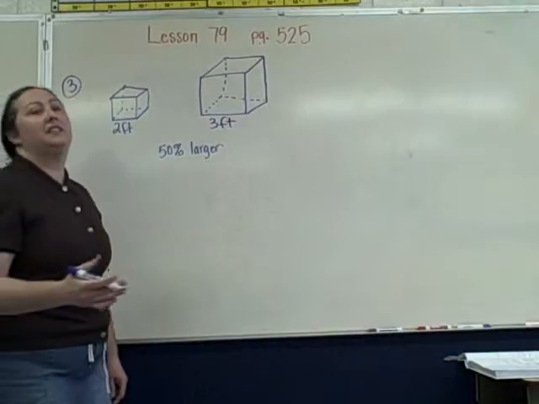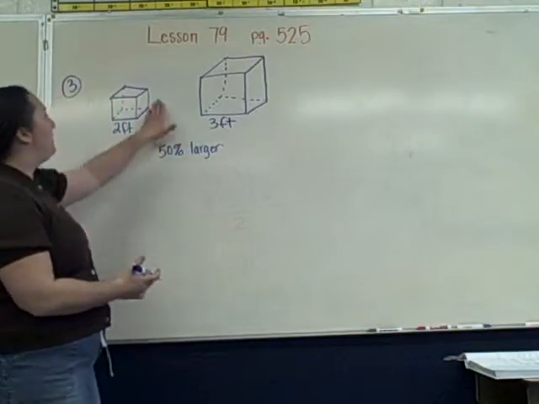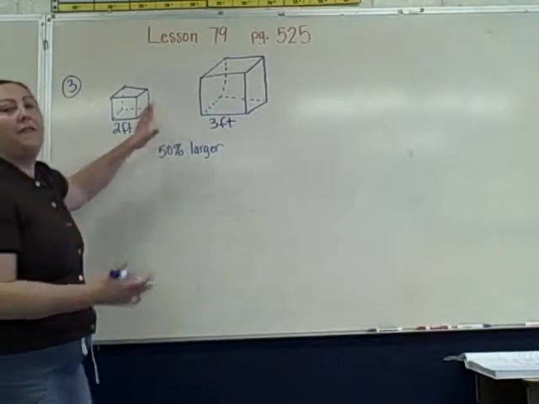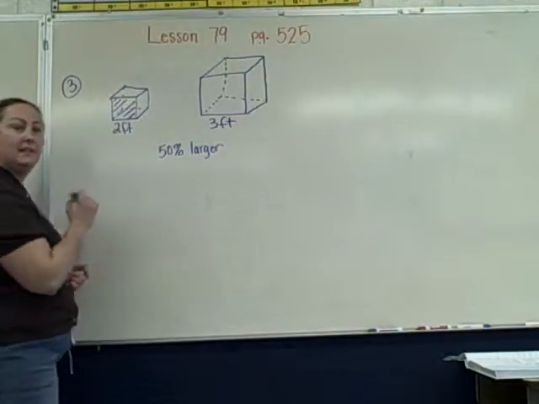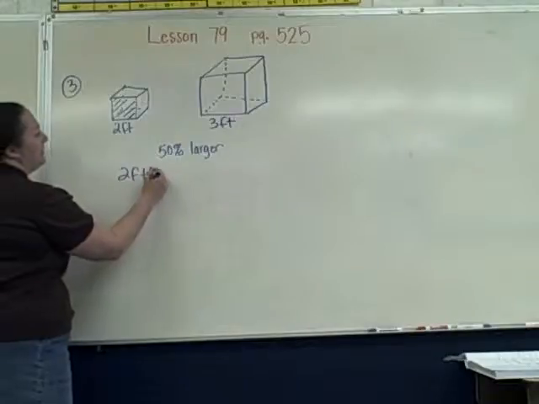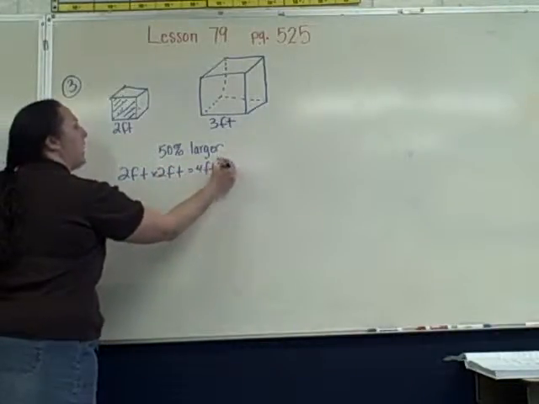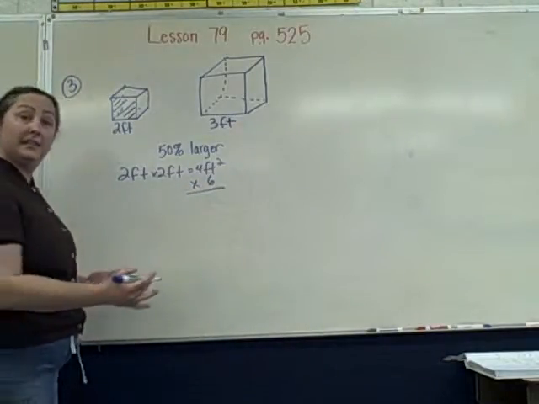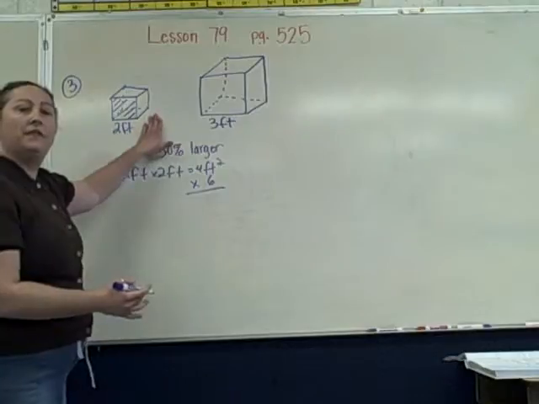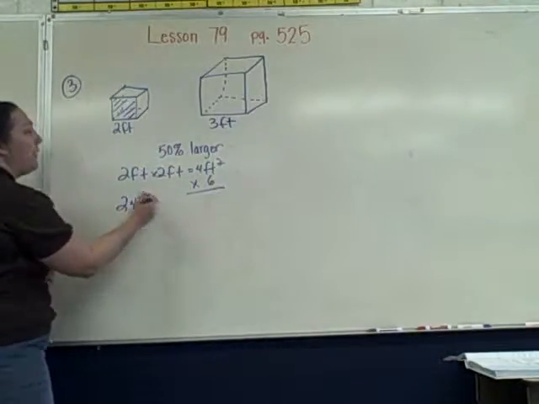Then it asks us about the surface area of these two shapes and asks us to compare them. The surface area is found by finding the area of one of the faces, which is 2 feet times 2 feet, which is 4 feet squared, and then multiplying that by 6 because it has 6 faces. So the surface area of the smaller cube is 24 feet squared.